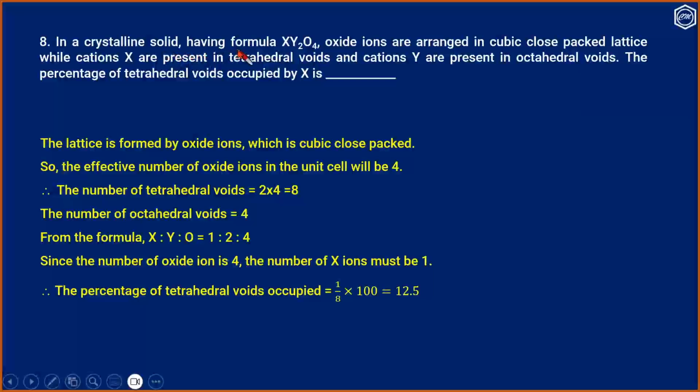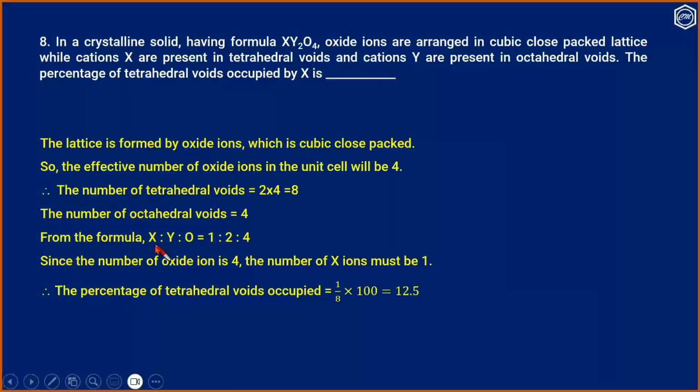In a crystalline solid having formula XY2O4, oxide ions are arranged in cubic close-packed lattice, while cations X are present in tetrahedral voids and cations Y are present in octahedral voids. The percentage of tetrahedral voids occupied by X is? The lattice is formed by oxide ions, and it is given that it is cubic close-packed, or FCC lattice. So the effective number of oxide ions in the unit cell will be 4. Therefore, the number of tetrahedral voids will be double that, equal to 8, and the number of octahedral voids will be the same as that, 4.